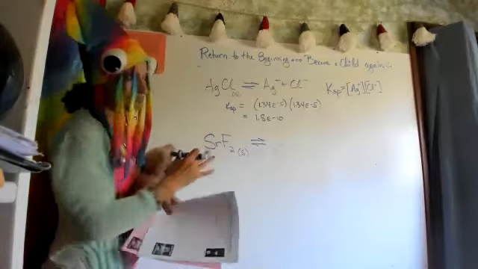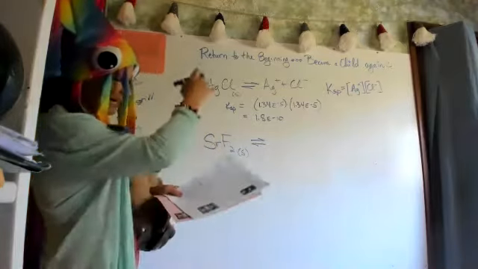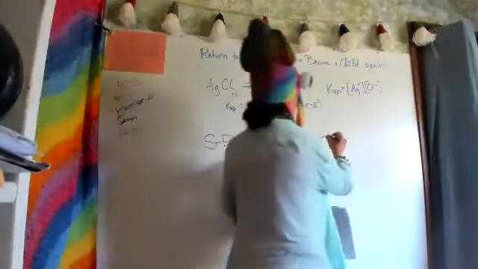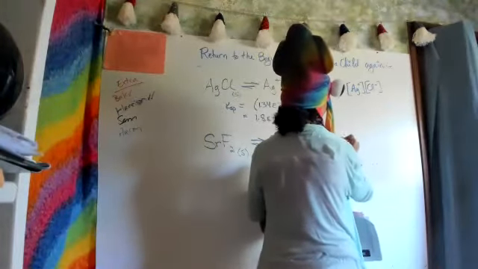Technically in the compound, we don't show the charges. On the other side, you will show your charges. And I'm okay with you leaving the aqueous off, but you can write aqueous. And of course, you're going to write your Ksp.